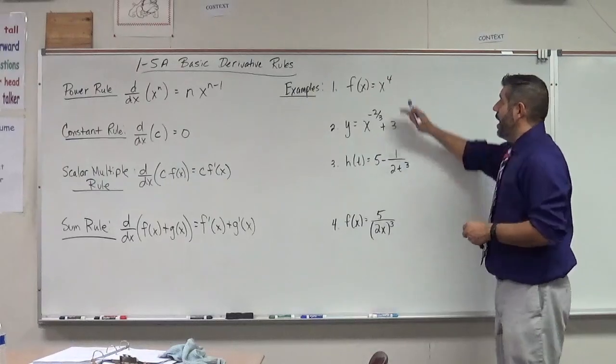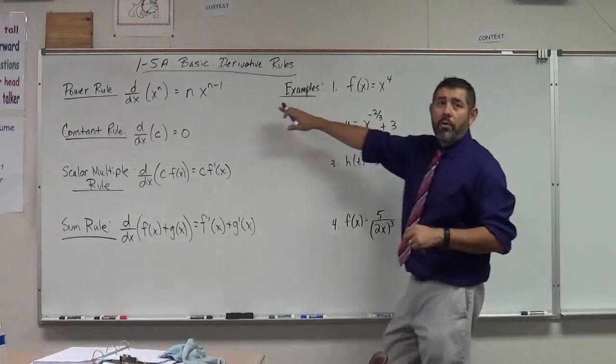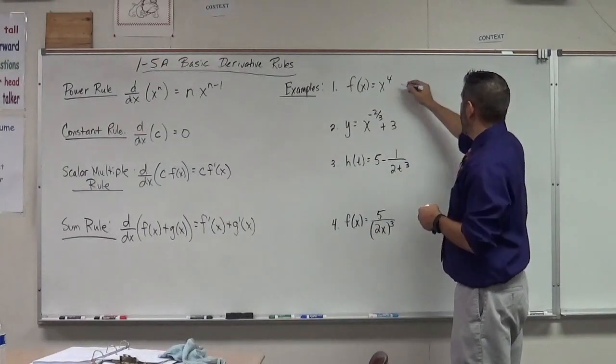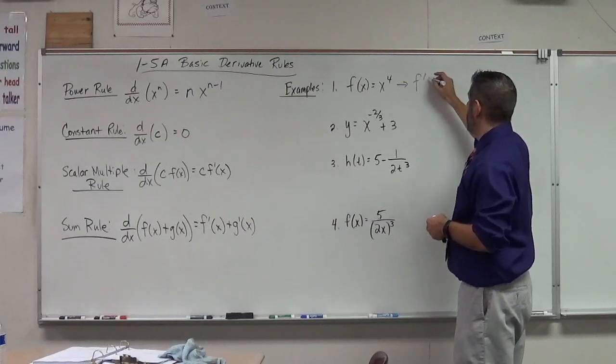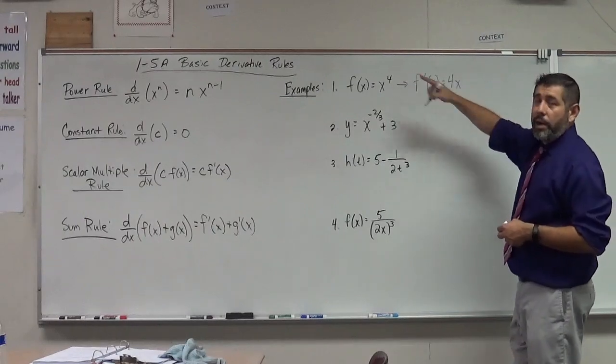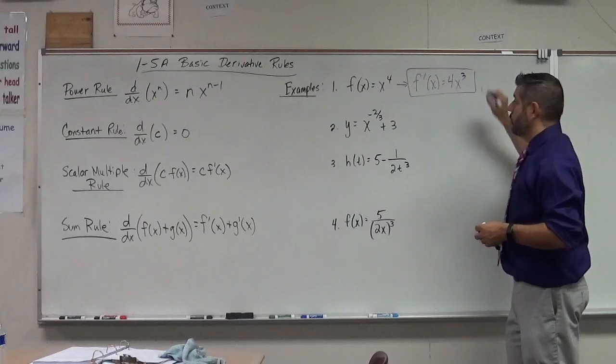Alright, so I have f of x equals x to the fourth. We're going to use the power rule, because this is a basic power. We're going to bring the 4 in the front and subtract 1 from 4. So we've got f prime of x, and we're going to get 3. And this is our derivative.